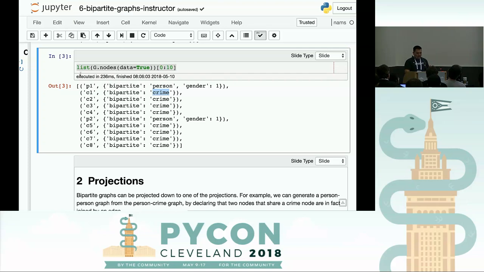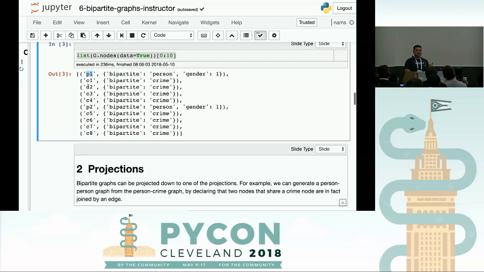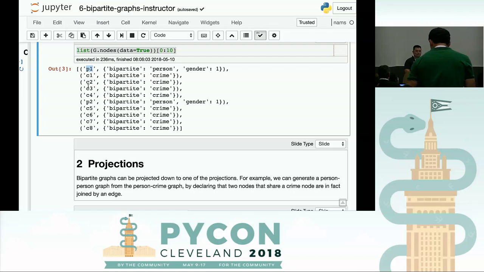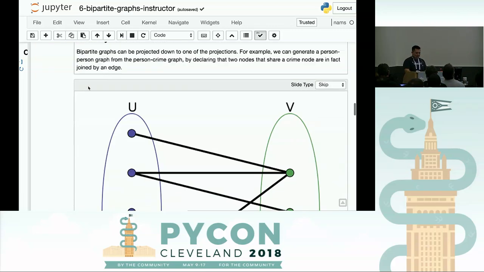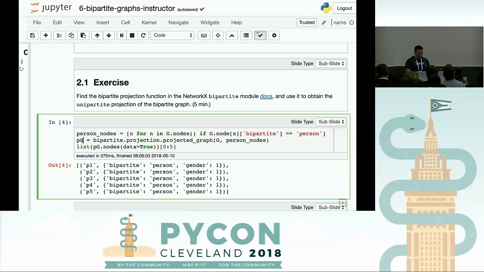You can also take advantage, there's an alternative way, of the fact that the nodes start with P or C, right? So you can check the P or C for whether they are the person or the crime nodes. Okay, people okay with that? Then after that, we'll get the projection, the projected graph of G, passing in only the person nodes.